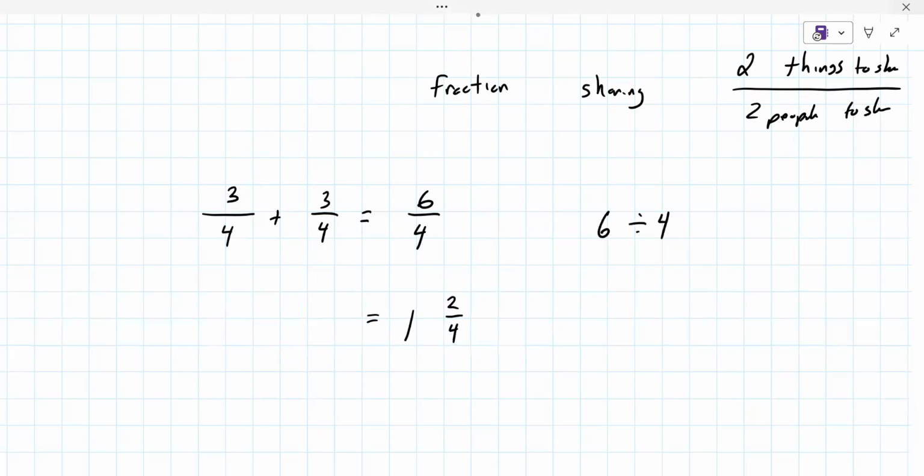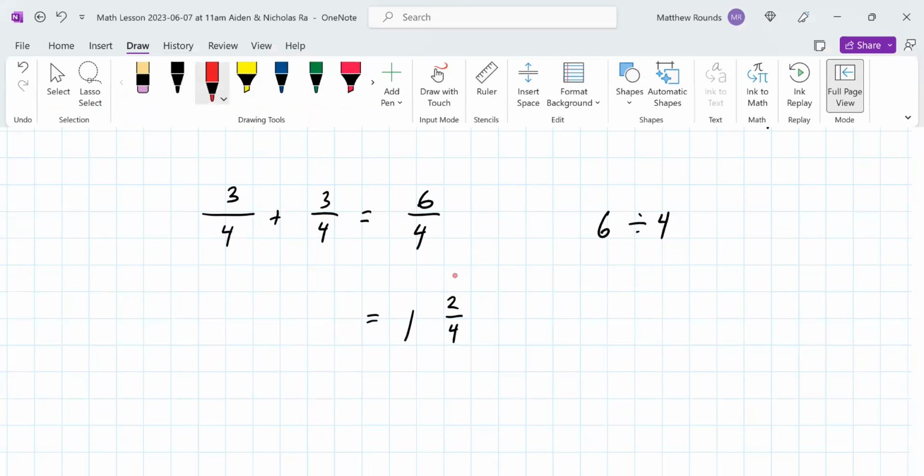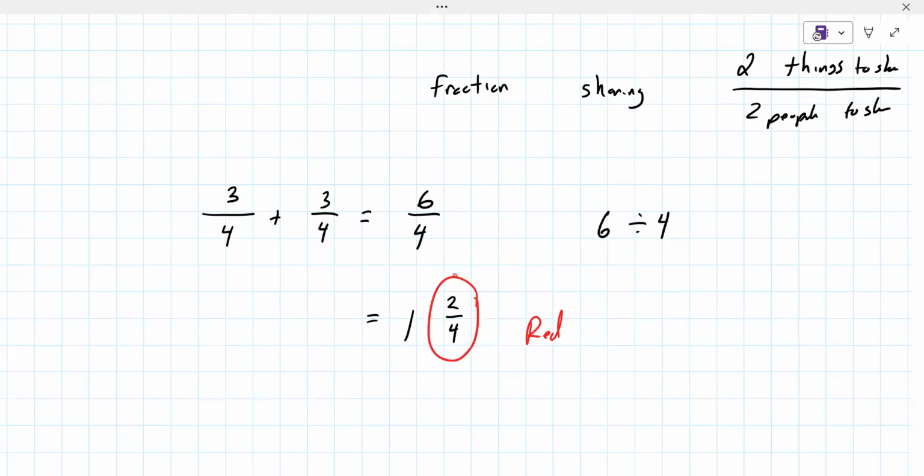Now, how about this part on the right, though? This 2/4. Is there any way to reduce that? You can make it 1/2. You can make it 1 and 1/2. Good.